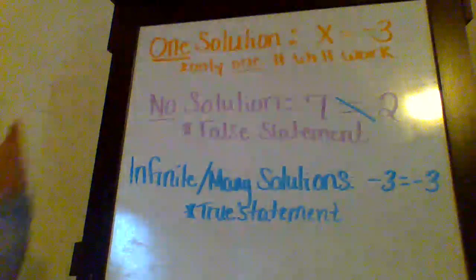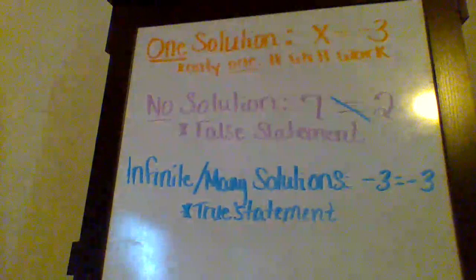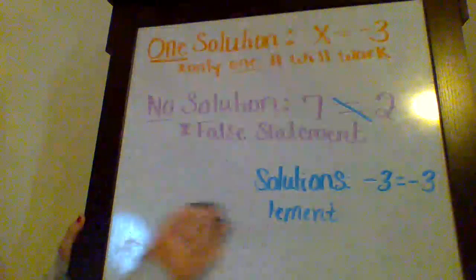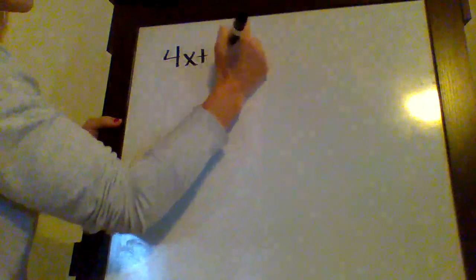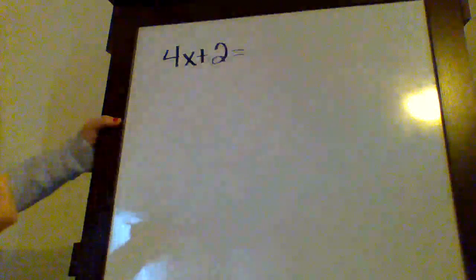So now that we know the three types, let's take a quick look at what those would look like solving the equation and how we know, once we've solved it, what to say we have. So if we start off with an equation like 4x plus 2 equals 10.